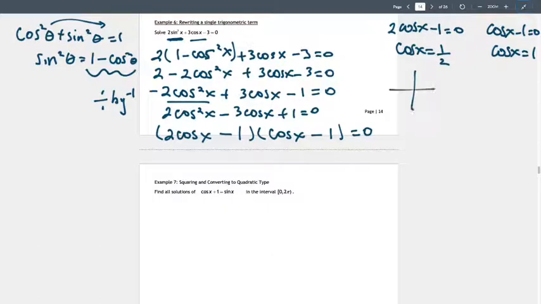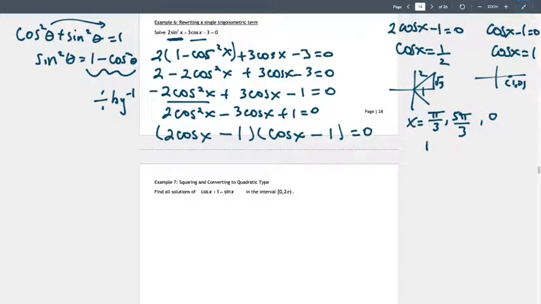Where cosine is a positive 1/2 is going to be in the first and fourth quadrant. And it is at a 60-degree reference angle in those two quadrants. So x equals pi over 3 and 5 pi over 3 for those two quadrants. And then cosine of x is equal to 1 right here at 0. So 0 is also a solution. Now, if I had asked you to go from 0 to 2 pi, then those would be your three answers. We didn't. We were wanting the general solution.